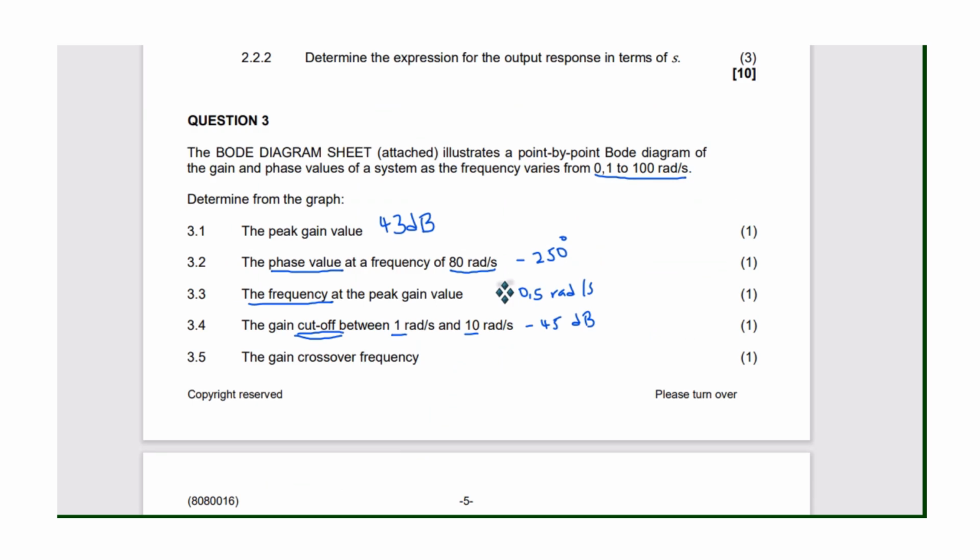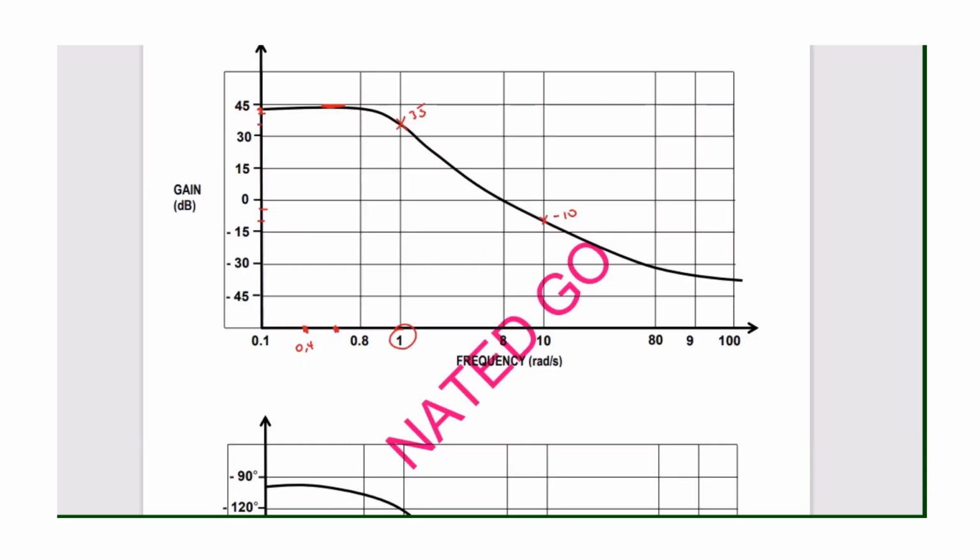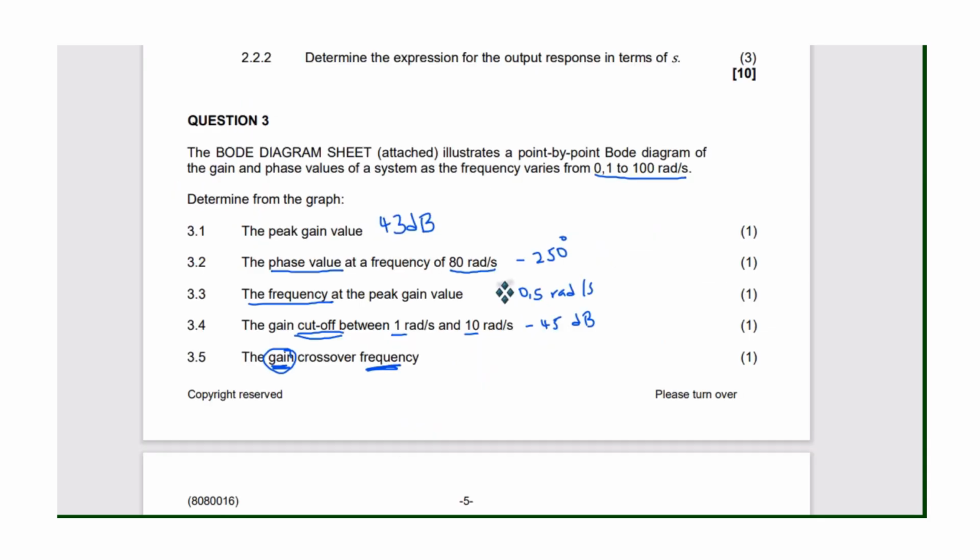Now, the gain crossover frequency. I know this question confuses a lot of people. You don't know, are they looking for gain or frequency? They're actually looking for frequency because they're saying the gain crossover frequency. Where there's frequency, they're always looking for frequency. So this is the frequency when gain is crossing over, which means when gain is 0 decibels. So let's go to our gain. Gain is 0 here. What's the frequency there? It looks like 8. So our answer is 8 rad per second.